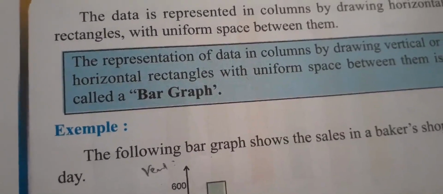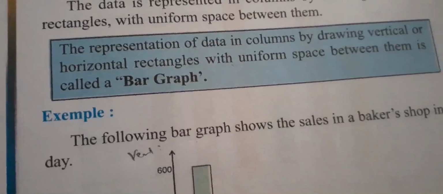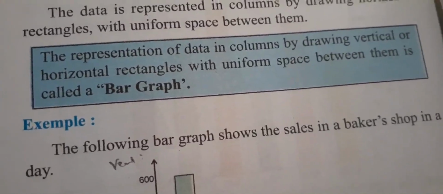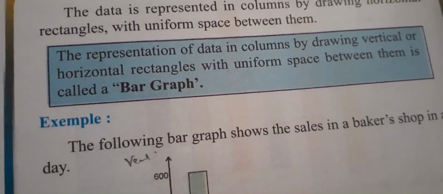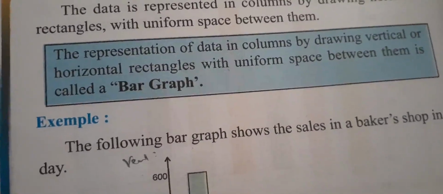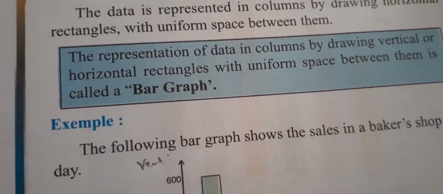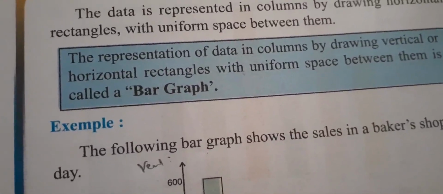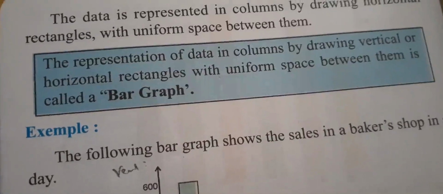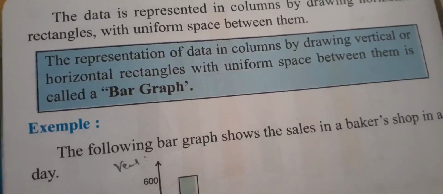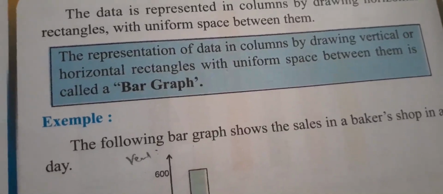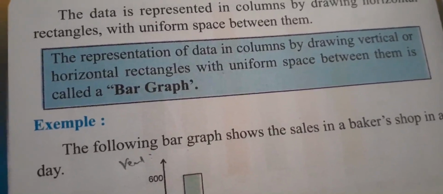The representation of data in horizontal rectangles with uniform space between them is called a bar graph. Once more, the representation of data in columns by drawing vertical or horizontal rectangles with uniform space between them is called a bar graph.